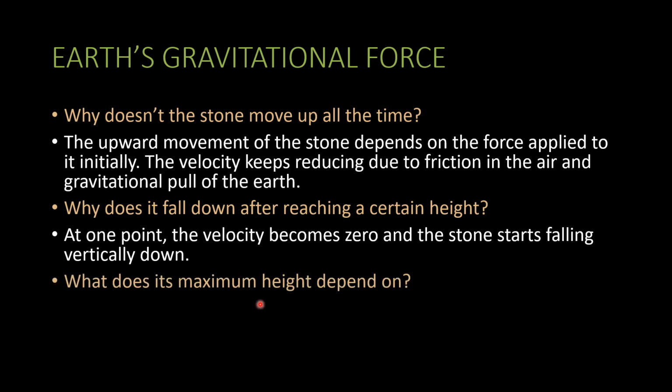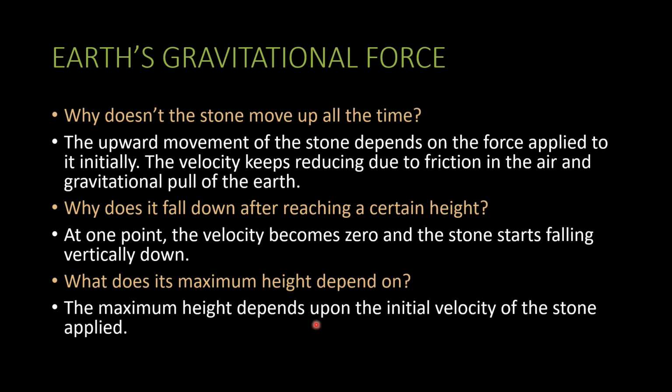What does its maximum height depend upon? We know that the thrown stone will not reach the same height every time. The maximum height depends on the initial velocity, that is the velocity which I apply first to the stone to move upwards. Depending on that velocity, the height of the stone depends.